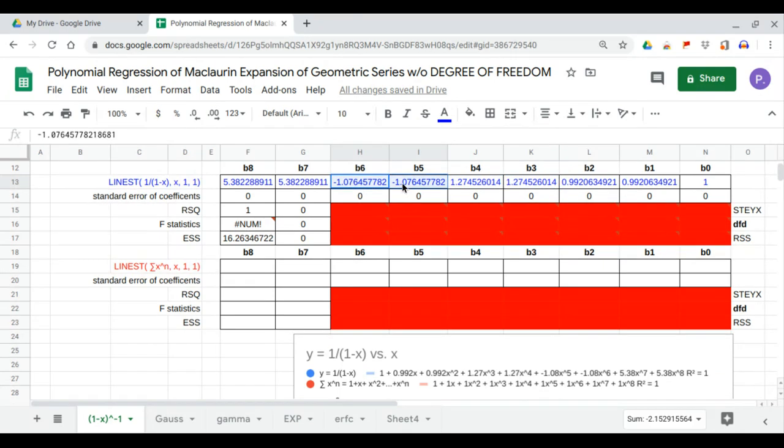And our B5 and B6 is negative 1.08. 1.07 here, rounded was 1.08. And B7 and B8 is 5.38.